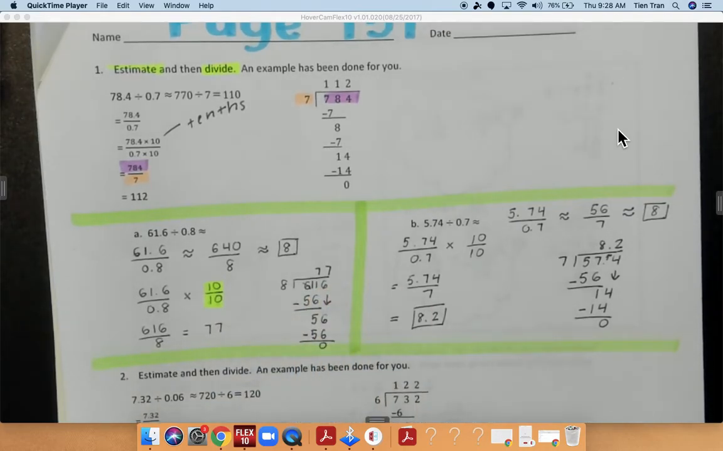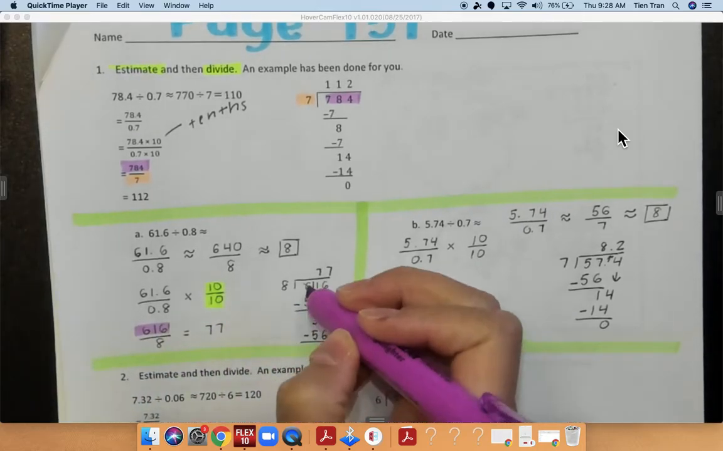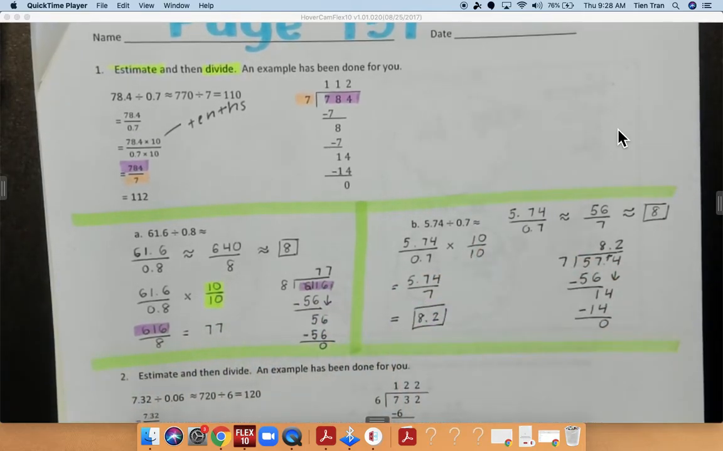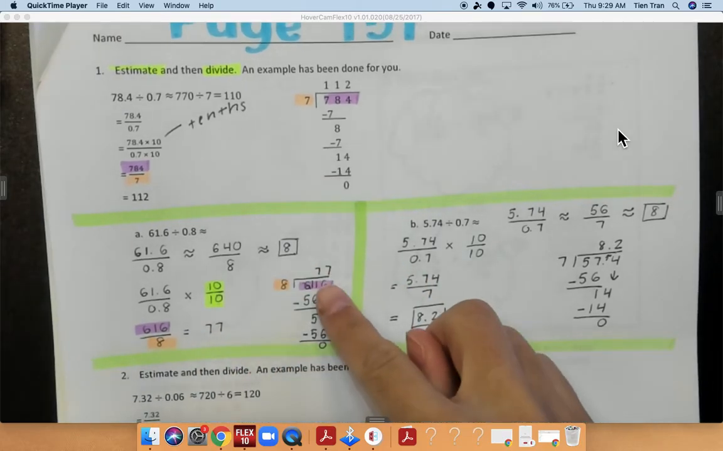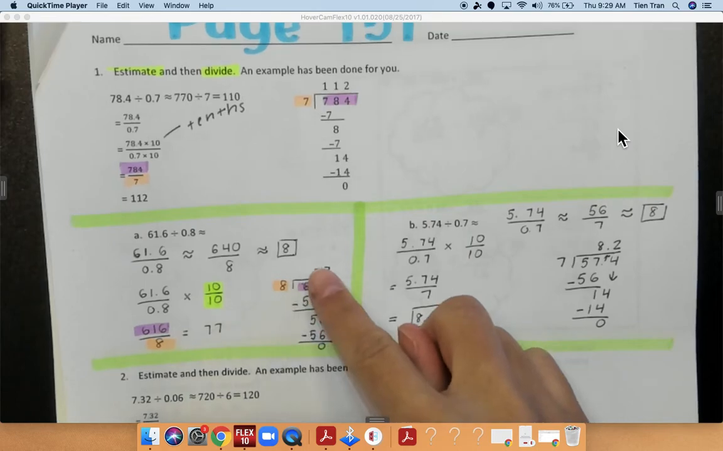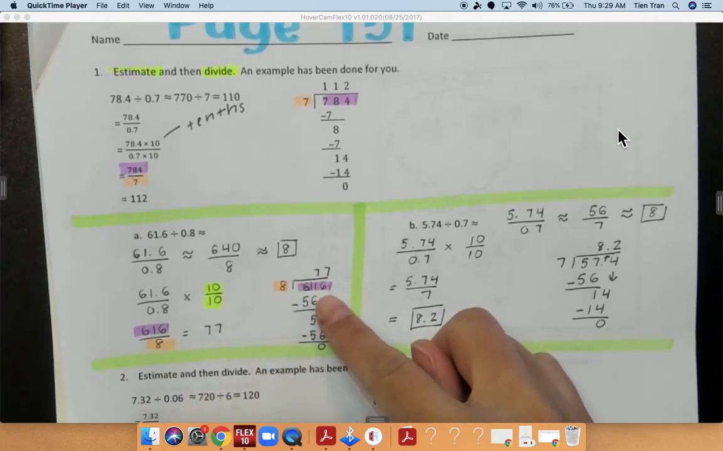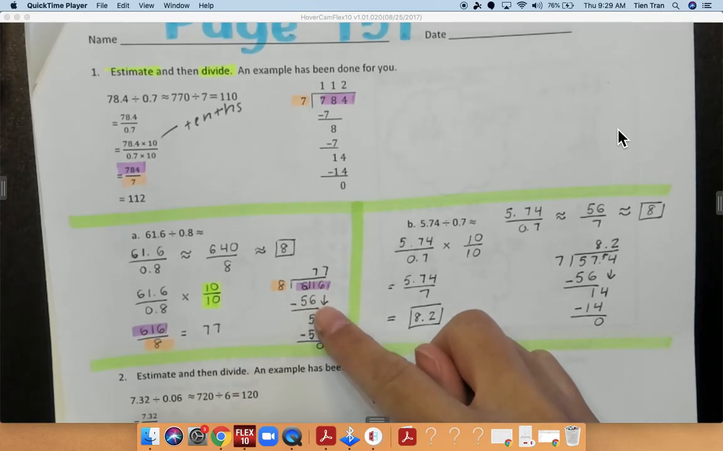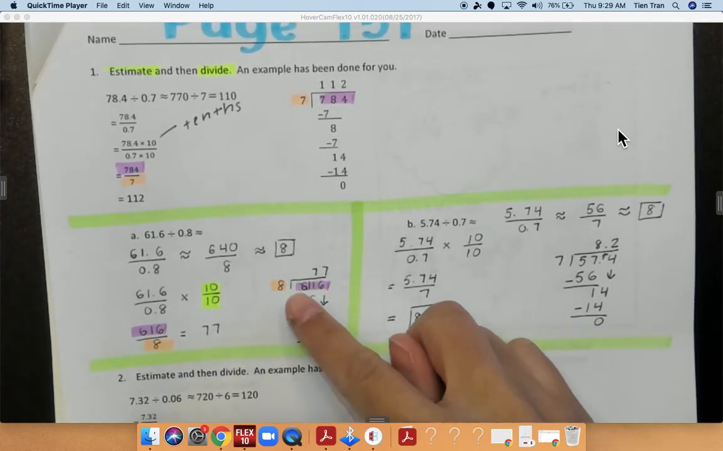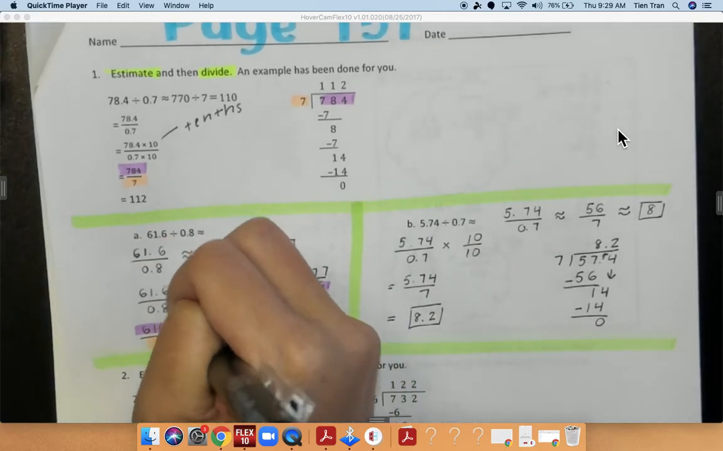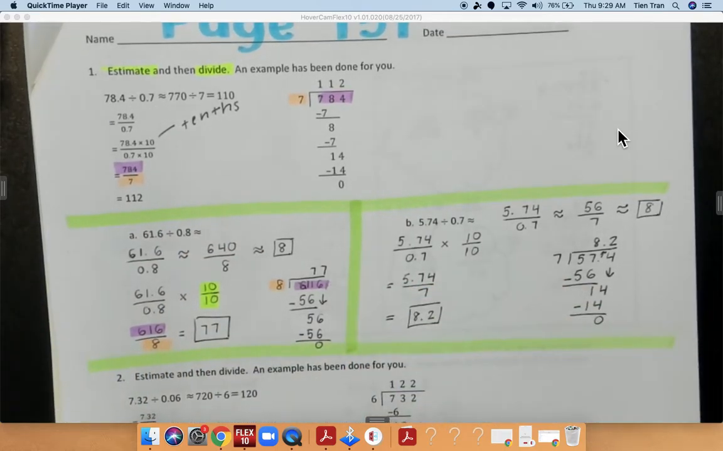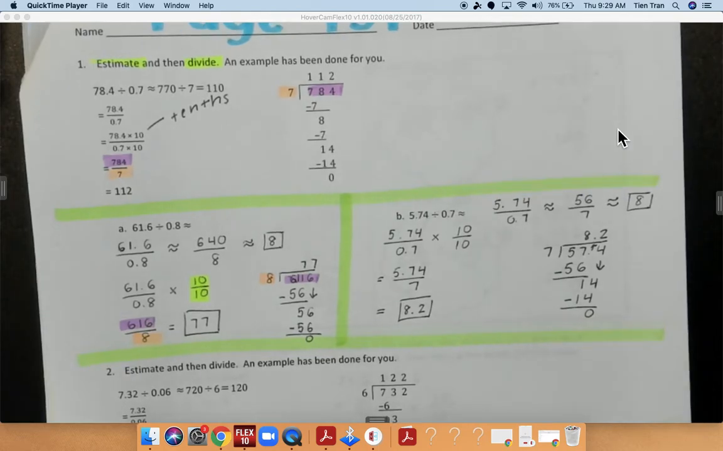So we have 616, which is the number that is our dividend, and our divisor is going to be 8. 8 goes into 61 7 times. 8 times 7 is equal to 56. 61 minus 56 is equal to 5. Bring down your 6. 8 can go into 56 7 times. 56 minus 56 is equal to 0. So your final answer is 77. No remainder.